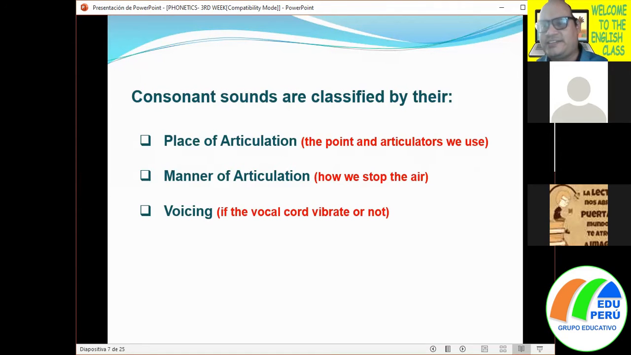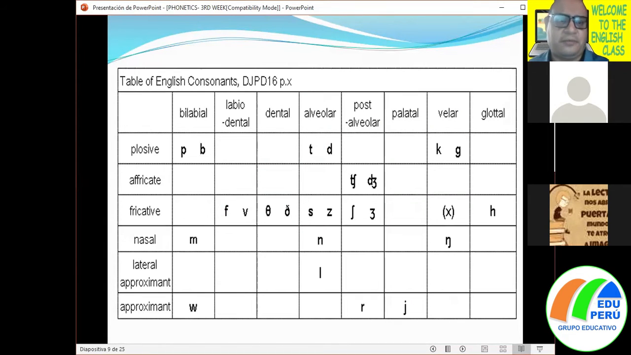Exactly, Fiorella. Yes, you're right. So we have the manner, the place, and the voicing. Remember, voicing. Okay, let's see. Here we have this table. Remember, in this table we have the characteristics of each consonant sound. Bilabial plosive, for example. I'm going to take this just to give feedback on the characteristics.